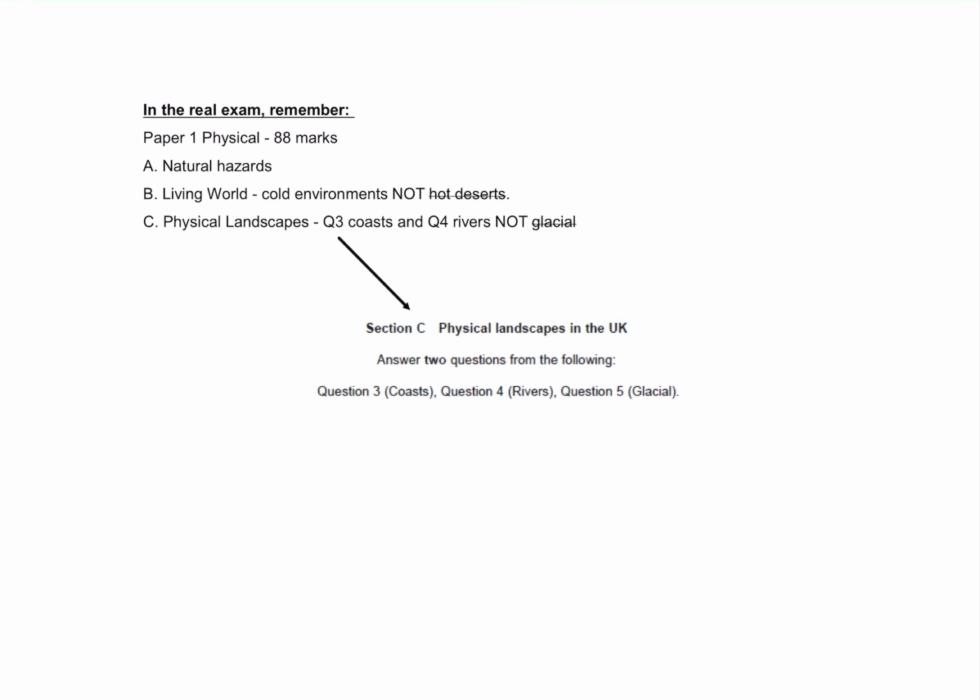Just a brief reminder whilst we're here that in the living world section, you're obviously going to choose to answer on cold environments and not deserts because we haven't studied these. And the same reminder for the physical landscape section. So you're going to answer about coasts and rivers and not the questions then on glacial landscapes. Again, we haven't studied those.